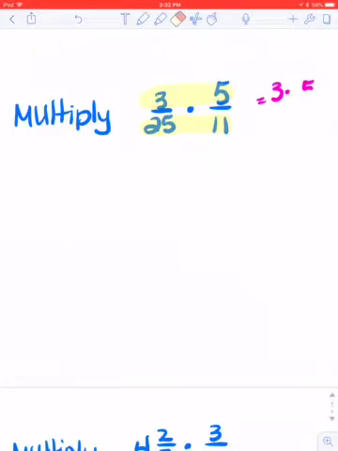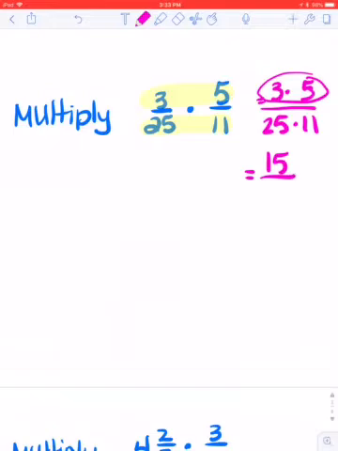5. And on the bottom it's going to be 25 times 11. That has to be my first piece. Now on the top, 3 times 5 is going to be 15. And on the bottom, if I do 25 times 11, it's 275. Okay, that's my first part.